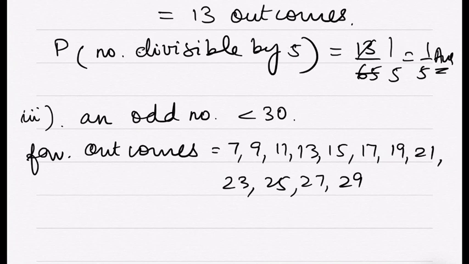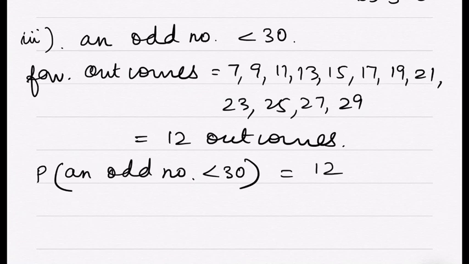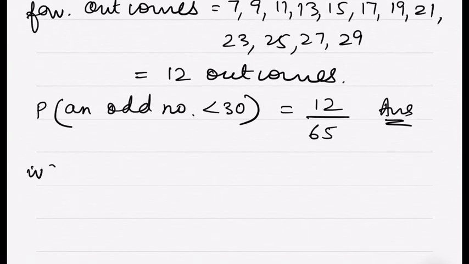So odd number as well as less than 30. So how many numbers are there? 6, 7, 8, 9, 10, 11, 12, so there are 12 outcomes for this. So now my probability of getting an odd number which is less than 30 will be equal to 12 by 65. So that's my answer.